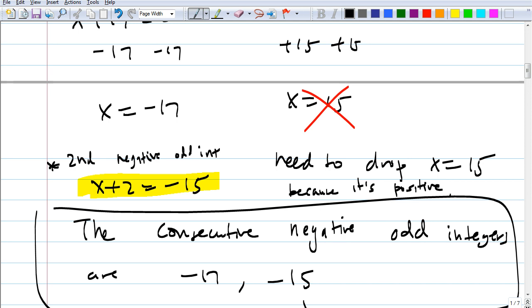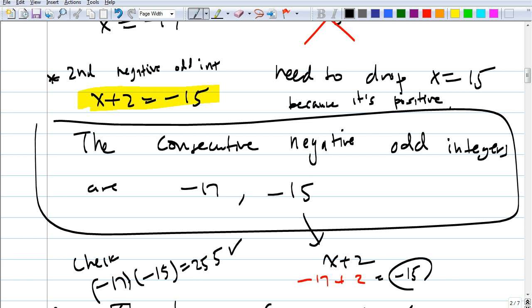Is there a way to check if we got the right answer? How do you check? When you plug it in, it should equal 255. In other words, when you multiply these two, do they get 255? You could just do negative 17 times negative 15, which should equal 255. And does it? Yes, it does. Any questions?